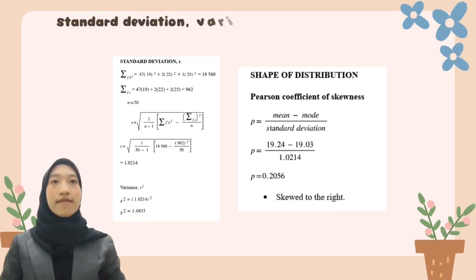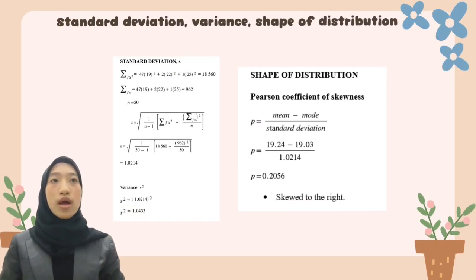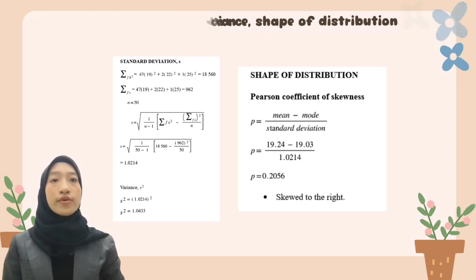Then, to calculate the standard deviation, the formula is square root of 1 divided by n minus 1, bracket, sum of frequency times x squared minus bracket sum of frequency times x bracket squared divided by n, bracket. It will be square root of 1 divided by 50 minus 1, bracket, 18560 minus bracket 962 bracket squared divided by 50, bracket, and the answer is 1.0214. And the last one, for variance, it is very easy. Just take the standard deviation and square it. The answer will be 1.0433.